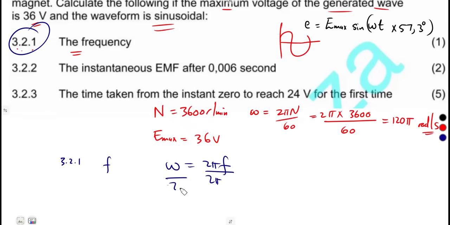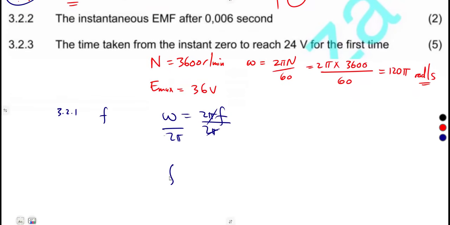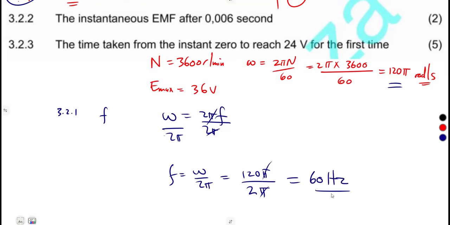So divide by 2 pi on both sides, and you have your frequency. So frequency is omega over 2 pi, just like that. Our omega, 120 pi over 2 pi. 120 divided by 2, that's 60. So this is our frequency, 60 hertz. All right, so we have a frequency of 60 hertz in this case.